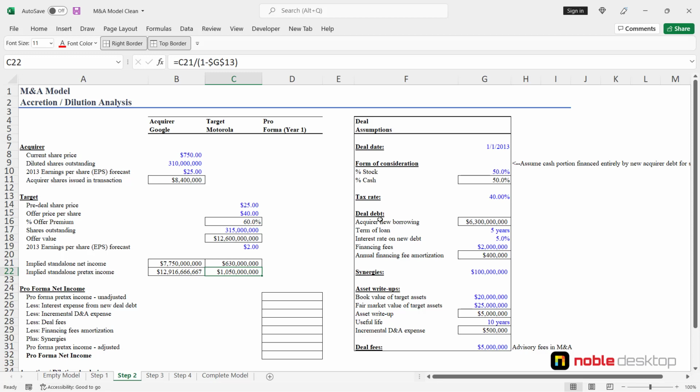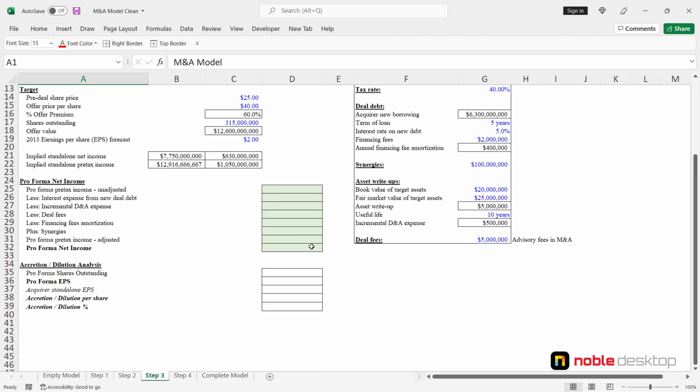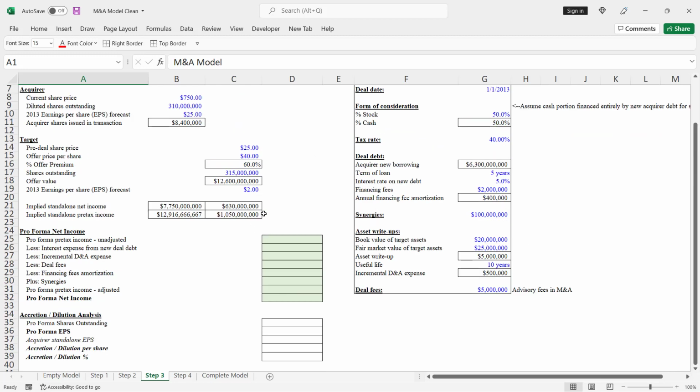Wonderful. We just completed step number 2. And in the third step, we're going to complete the pro forma net income for the company.